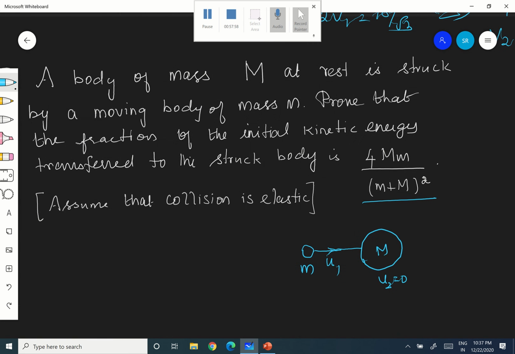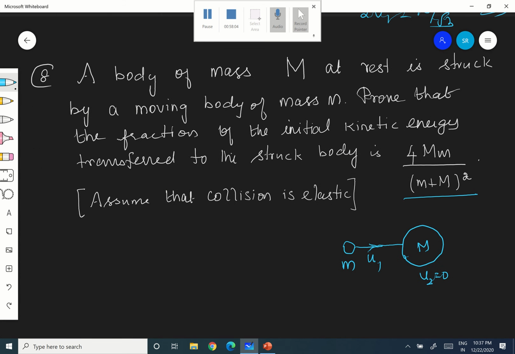Now, what is asked? Prove that the fraction of the initial kinetic energy transferred to the struck body. How much kinetic energy is transferred to the struck body, what fraction? Initially the first body has some kinetic energy. When it collides, some of the kinetic energy will be transferred to the second body. What is the ratio? That is E2 by E1, the fraction of initial kinetic energy transferred.